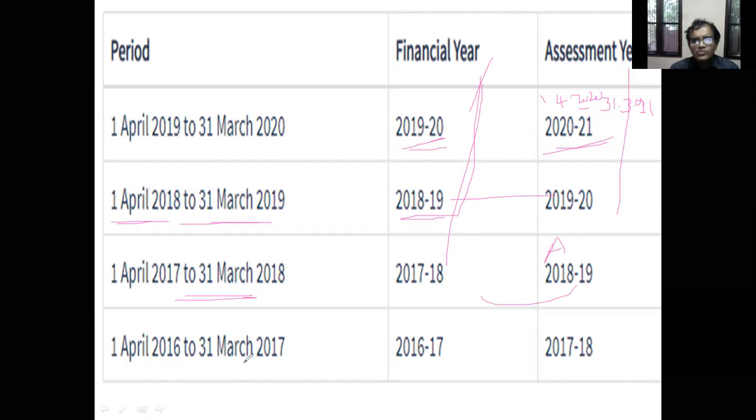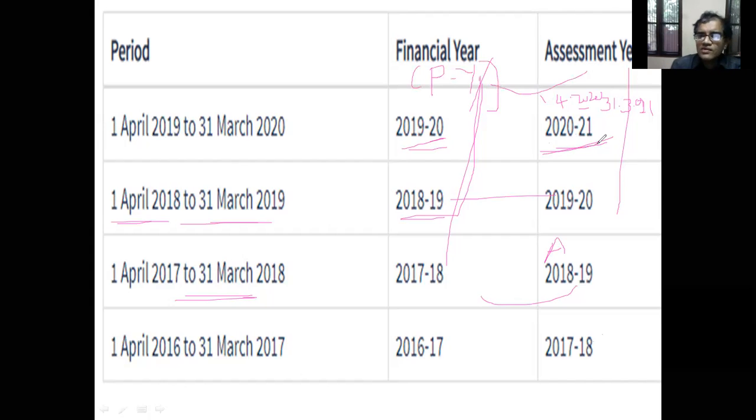Similarly, another example: 1st April 2016 to 31st March 2017. Its financial year is 1st April 2016 to 31st March 2017, whereas its assessment year is 1st April 2017 to 31st March 2018. So this financial year is otherwise also known as the previous year for this assessment year.